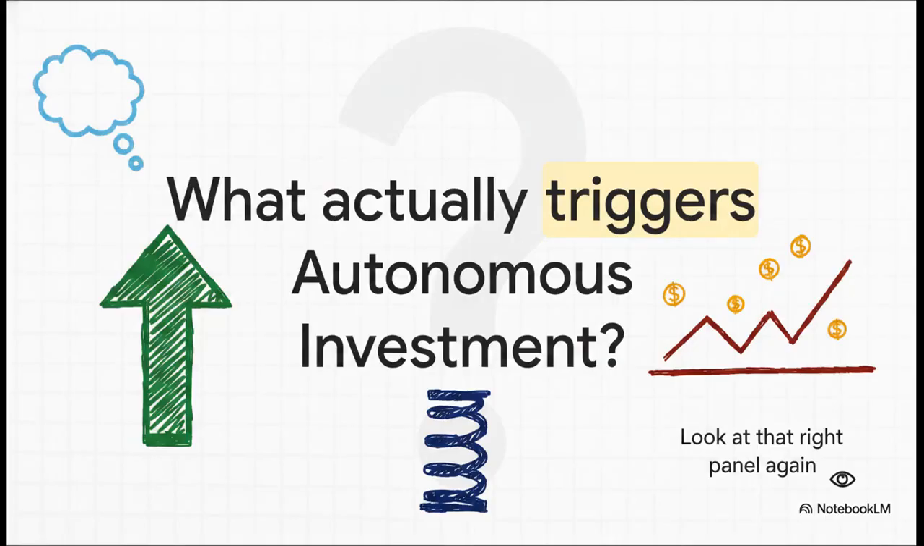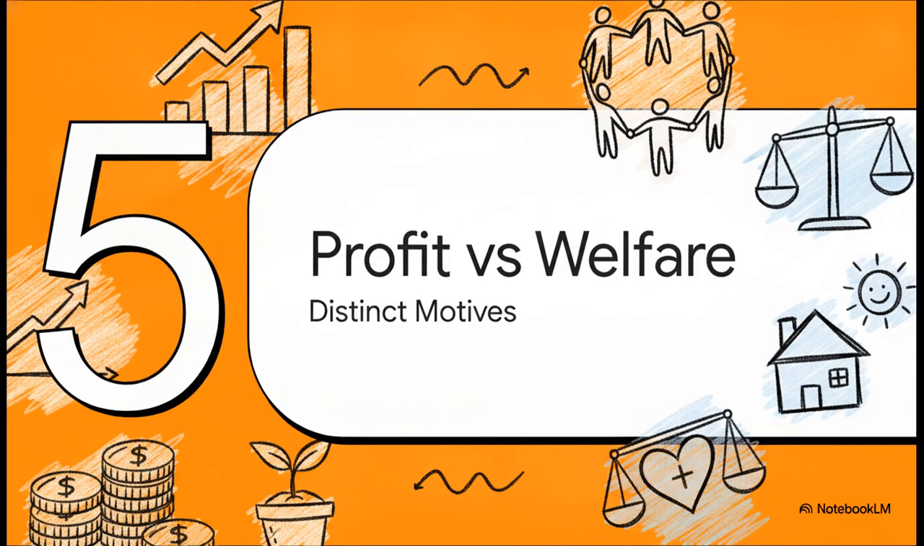But this raises a genuinely fascinating question. If autonomous investment entirely ignores income and just stays perfectly flat, what actually triggers it? Why does anyone spend that massive amount of money if they aren't reacting to current economic prosperity? Let's answer that in Section 5, profit versus public welfare.